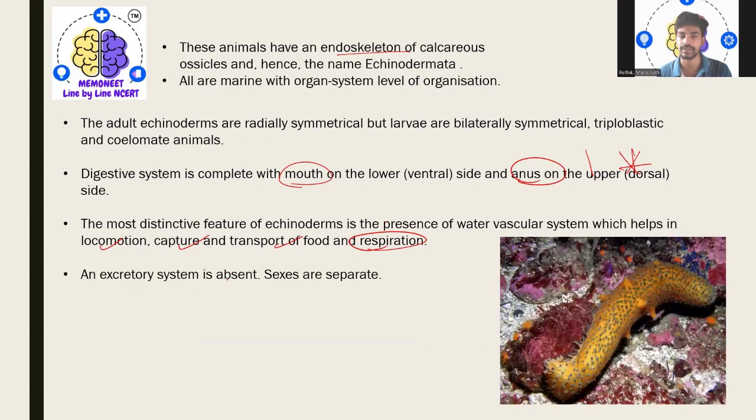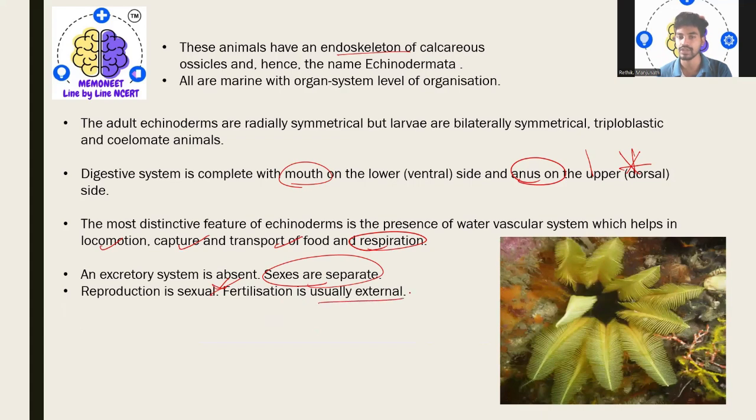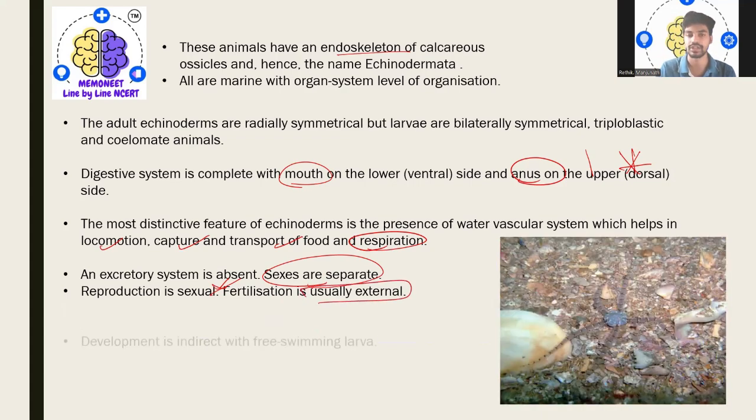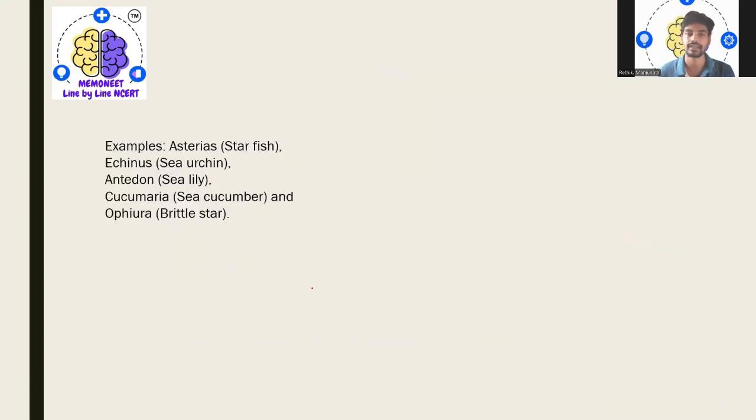The excretory system here is absent. Sexes are separate. Reproduction is sexual, and fertilization is usually external. Development is indirect with a free-swimming larva. These are the examples: Asterias, starfish; Echinus, sea urchin; Antedon, sea lily; Cucumaria, sea cucumber; and brittle star.